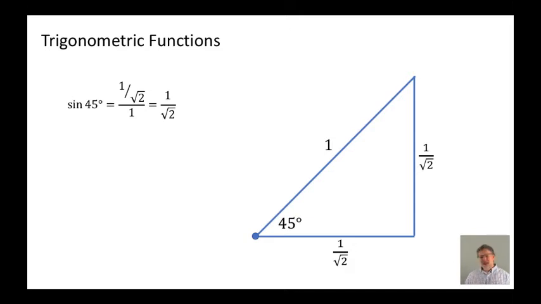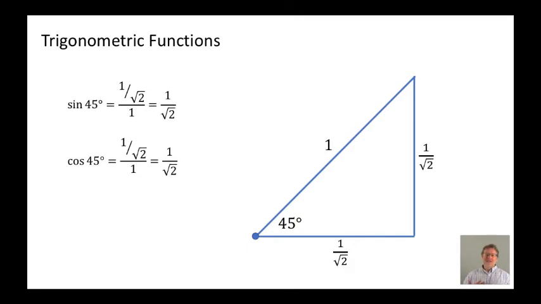Similarly, what's the cosine of 45 degrees going to be? That's the CAH in SOHCAHTOA. Cosine is adjacent over hypotenuse. What's the adjacent side? Oh, it's the one just to the left of me here. It is 1 divided by the square root of 2, again over the hypotenuse. 1 divided by the square root of 2 over 1. Well, that's going to be the same thing as before, isn't it? So the cosine of 45 degrees is the same thing as the sine of 45 degrees. It is also 1 over the square root of 2.